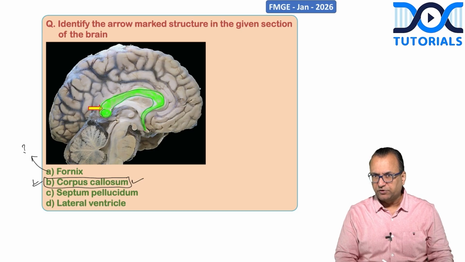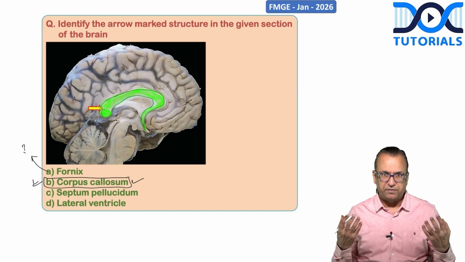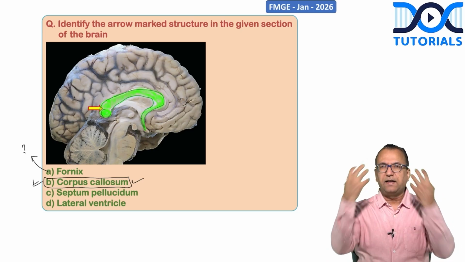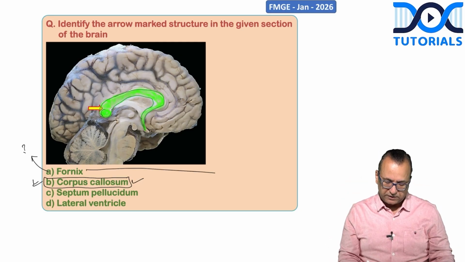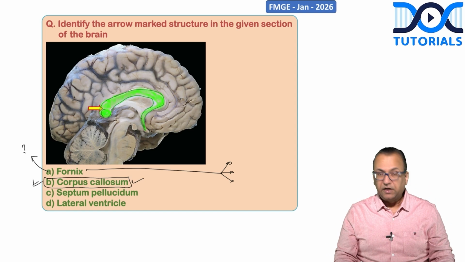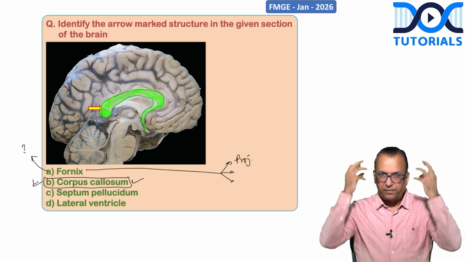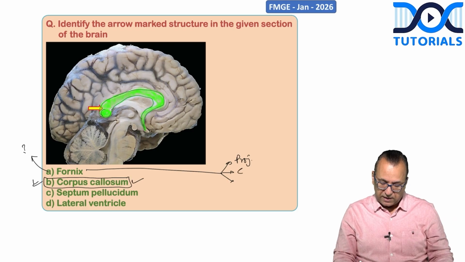Fornix is also C-shaped structure. It is also having some commissure fibers connecting the right and left hippocampus. But remember that commissure fibers is one of the component of fornix. It also has the projection fibers projecting from higher brain center, lower brain center. It has commissure fibers and it also has association fibers.